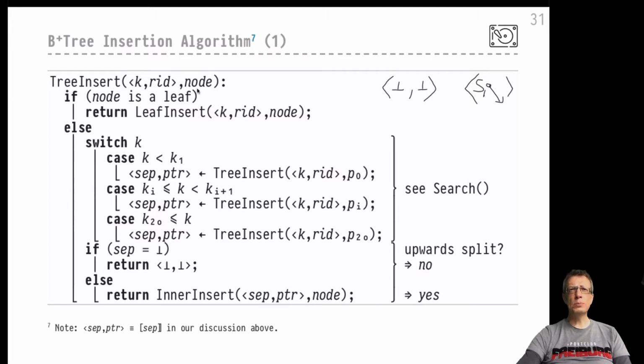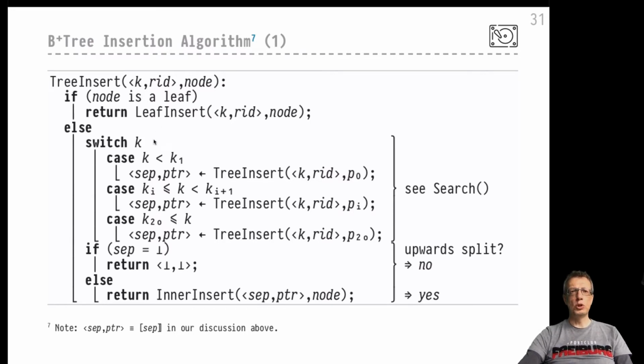It will, of course, first inspect the node that we have at hand here. If this node is already a leaf node, then no further recursive descent into the tree is necessary, and we can call an auxiliary routine that will know how to insert one new index entry into a leaf node. That's the leaf insert routine. All right, so if the node appears to not be a leaf node, it has to be an inner node. So we have to perform search. We have to descend further into the tree until we hit the particular leaf node in the leaf level that should hold this new index entry k, rid.